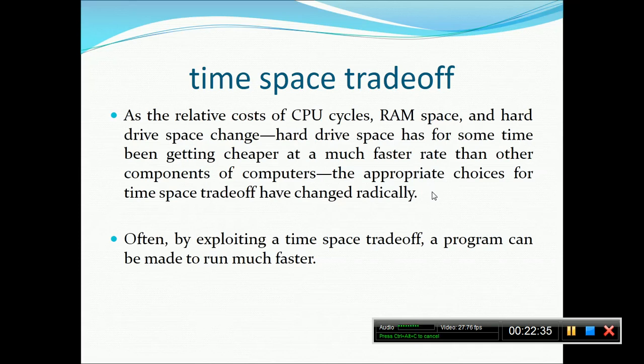It's just that the time-space trade-off is like a balance between the time and the space. Suppose you have an algorithm to execute to produce an output. You will never want it to take the entire memory. Also, you will never want it to take 2 years to produce an output. So a balance between the time and the space is called a time-space trade-off. Also, whatever the time-space trade-off you have today will not be applicable in the future because the cost of the components is decreasing day by day. Often by exploiting a time-space trade-off, a program can be made to run much faster.